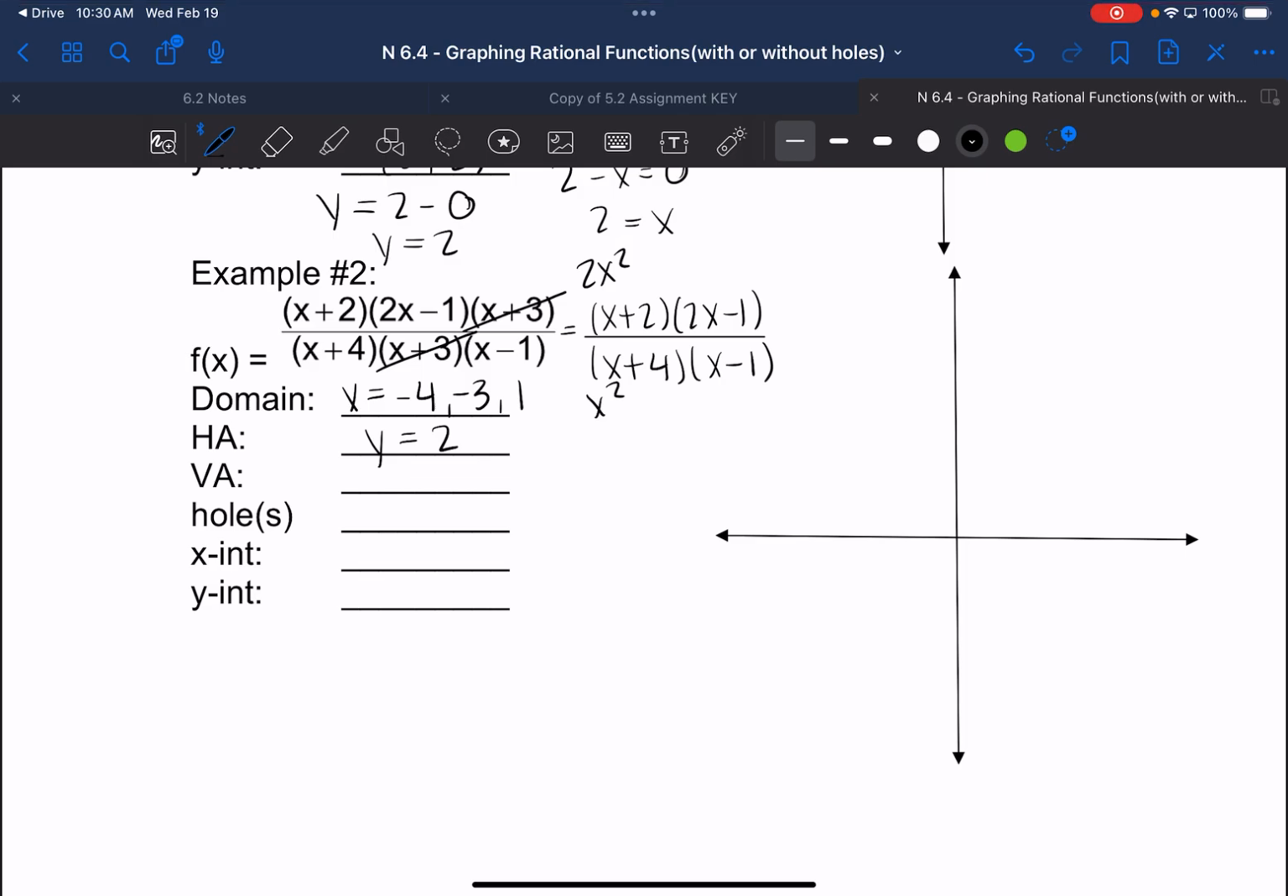All right, vertical asymptote. Remember, that comes from the bottom of the simplified form, right? After we've crossed out. So I'm looking at this part. So where does that part tell me we're going to have vertical asymptotes? So we'll have one at negative 4 and one at positive 1.